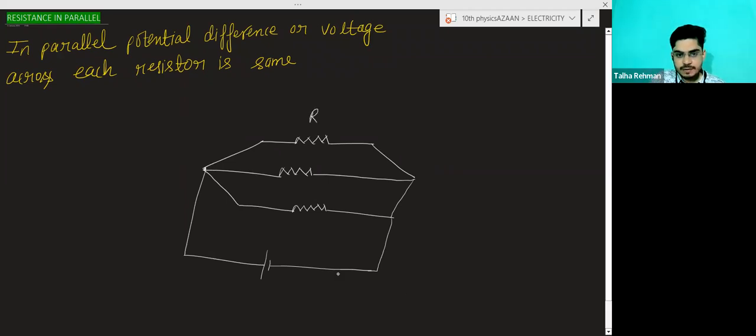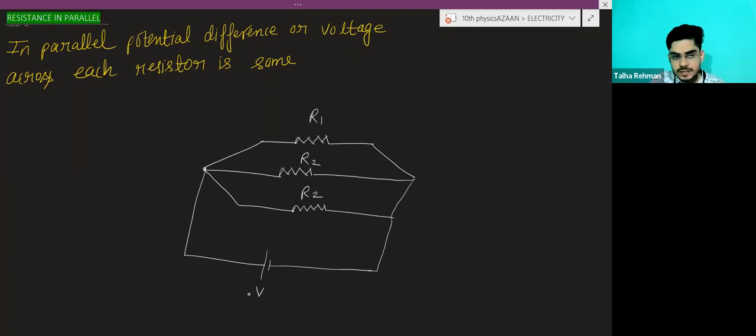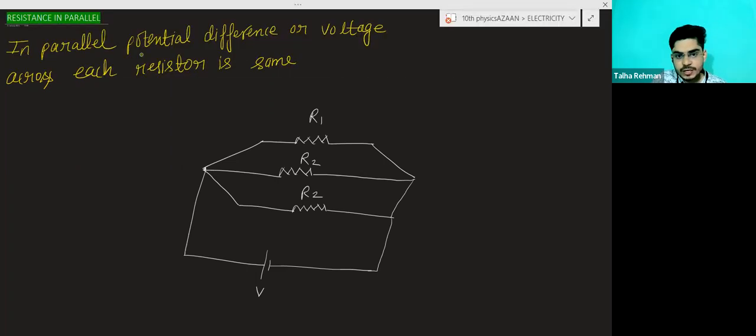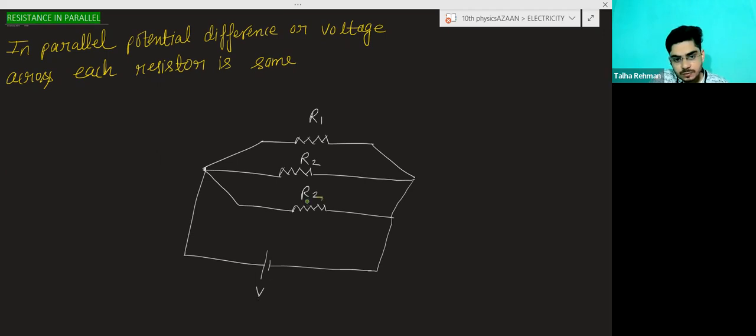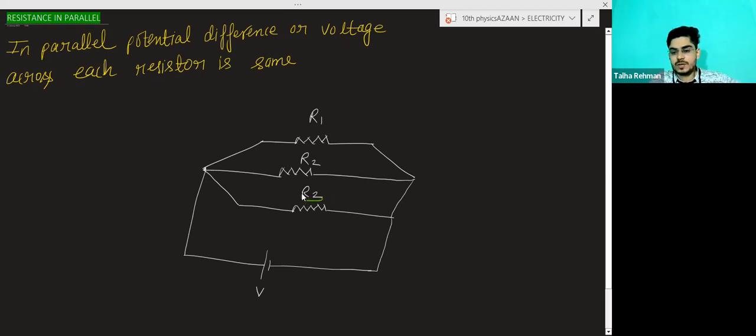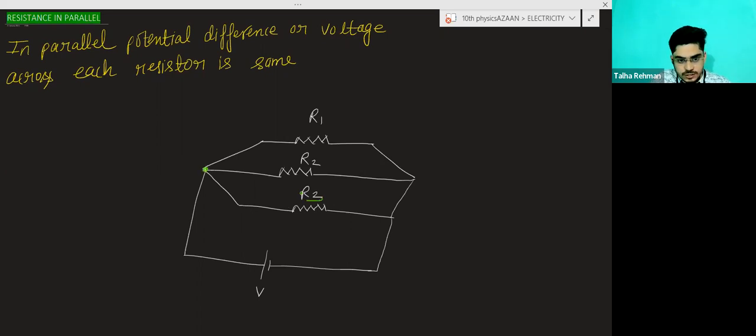This is R1. I am taking three resistances connected in parallel. This is parallel combination, not the series combination. This is R2. This is resistance R3. This is a cell of voltage V. In parallel combination, the voltage across this R1 will be V. The voltage across this R2 will be V. The voltage across this R3 will be V.